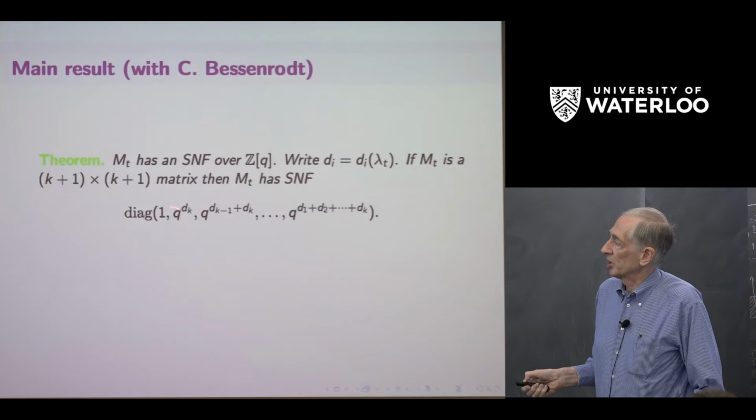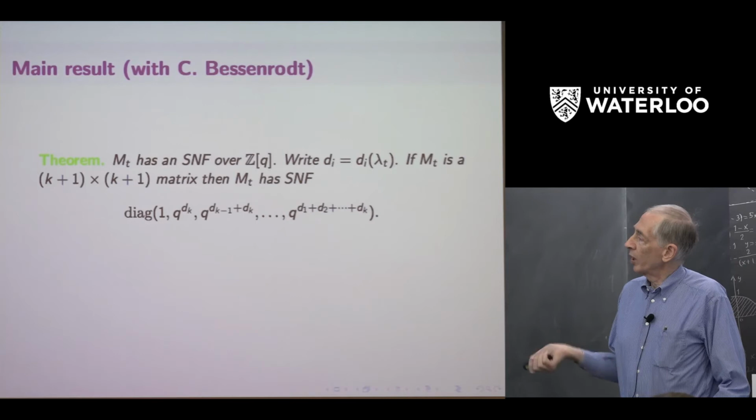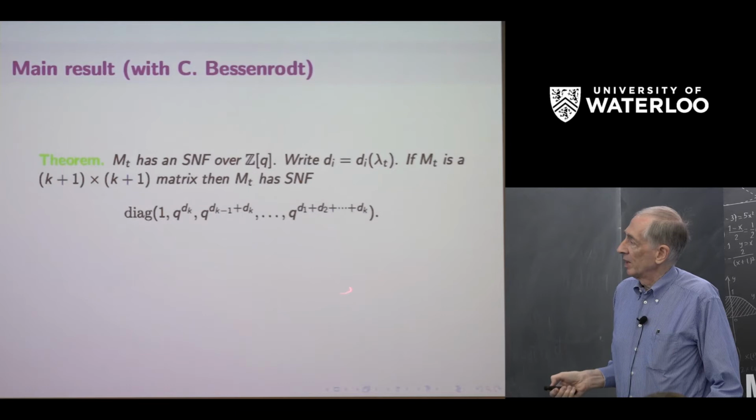So if we put q equal to 1, we specialize to the previous matrix. Of course, this SNF will just be all 1s in that case.